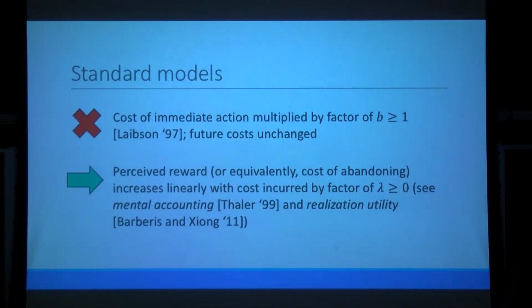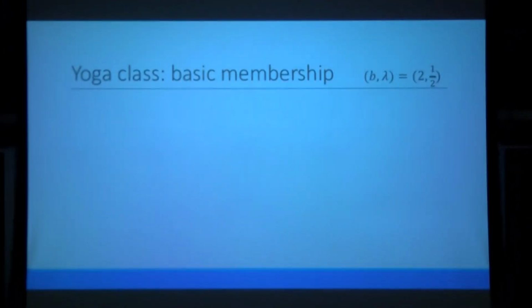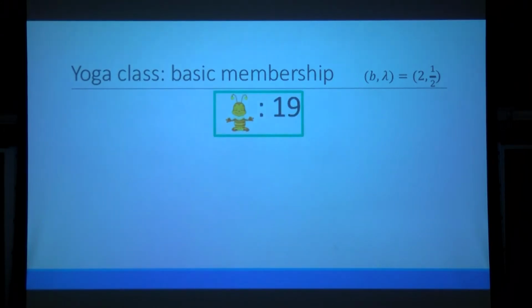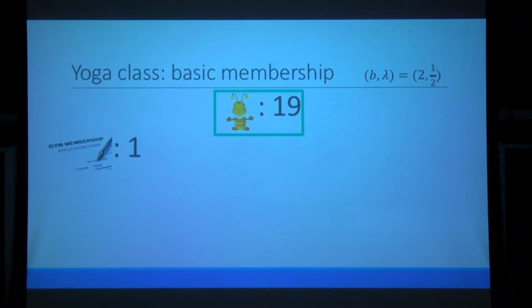Okay, and so I'm going to present to you an example to get a feel for the way that these calculations work. For this example and for the remainder of the talk, I'm just going to say b and lambda are 2 and 1/2 respectively to keep things simple. The example I want to give is as follows. You want to go take a yoga class, and you believe that the reward for doing so will be 19. I'm working in arbitrary units here, but let's not worry about that too much right now. The cost of actually buying this membership is 1. So if you go into this yoga studio, you buy your membership, that costs you 1.